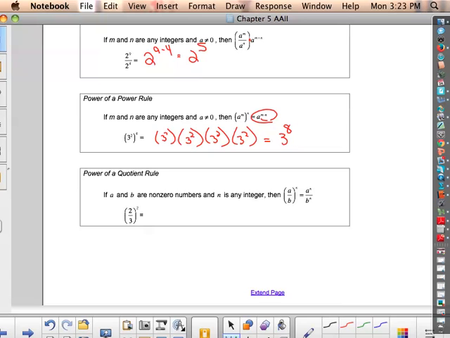In the power of a quotient rule, if a and b are non-zero numbers and n is an integer, then a over b to the n is the same as a to the n over b to the n. So in our example, that becomes 2 squared over 3 squared.